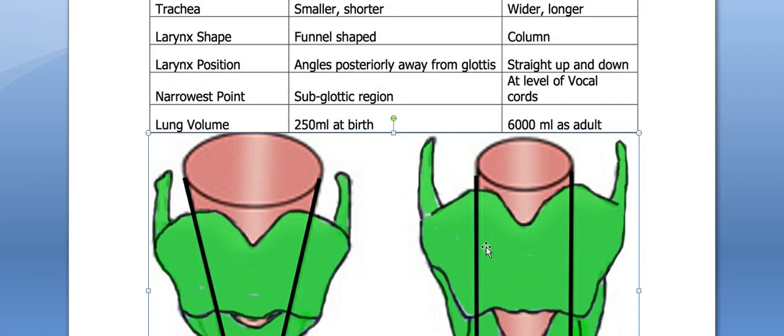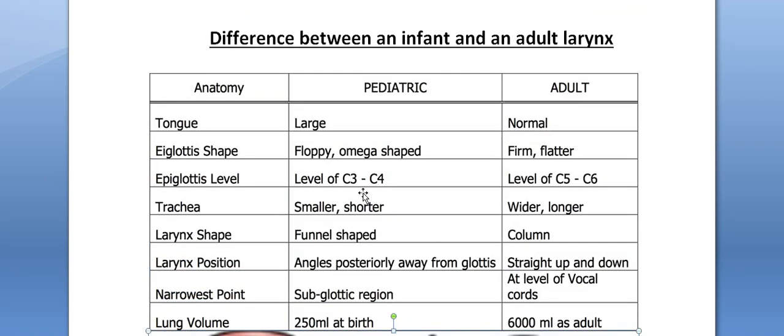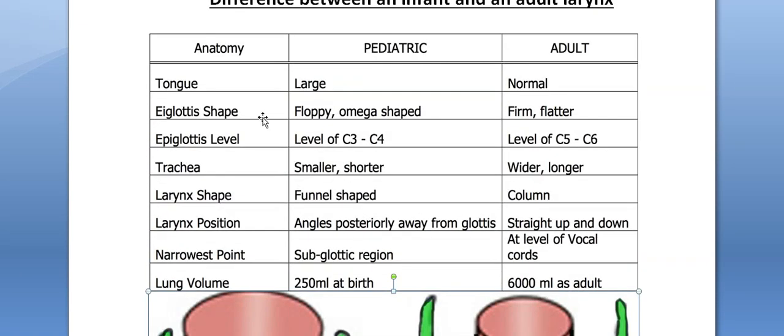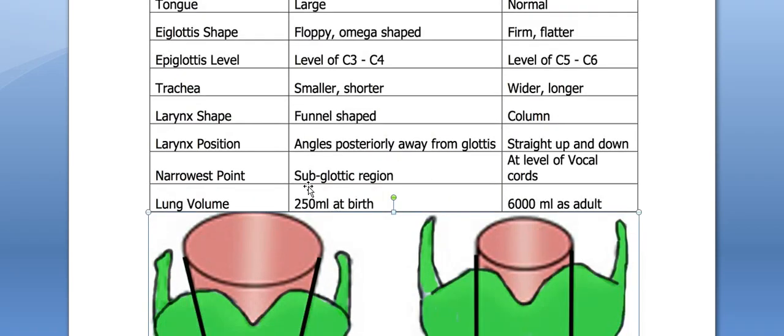So main differences include: the tongue is large, epiglottis is floppy and omega shape, epiglottis level is much higher, C3, C4 vertebra, trachea is smaller and shorter. The laryngeal shape overall is funnel shape, so infraglottic or subglottic portion becomes the narrowest portion, and the position is angulated away from the glottis and more posteriorly, and the lung volume is low, 250 ml at birth.